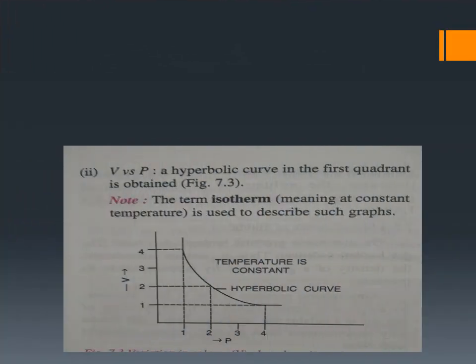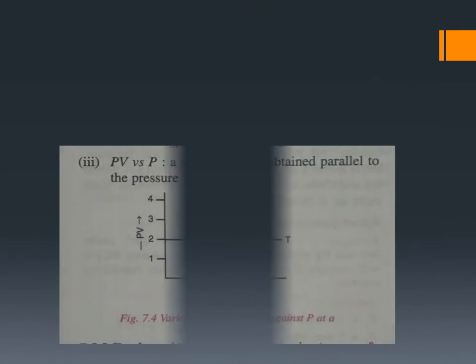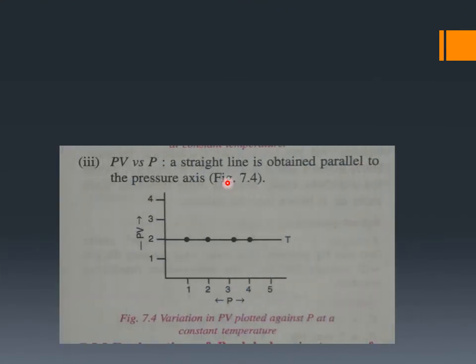Next is V versus P. When this graph is plotted, a hyperbolic curve in the first quadrant is obtained. Next is PV versus P. When we plot a graph taking P along the x-axis and PV along the y-axis, we will get a straight line parallel to the pressure axis.